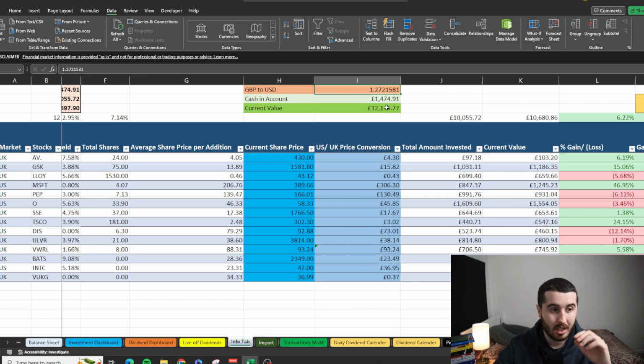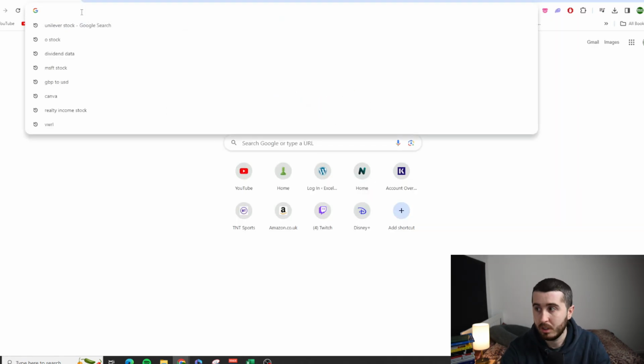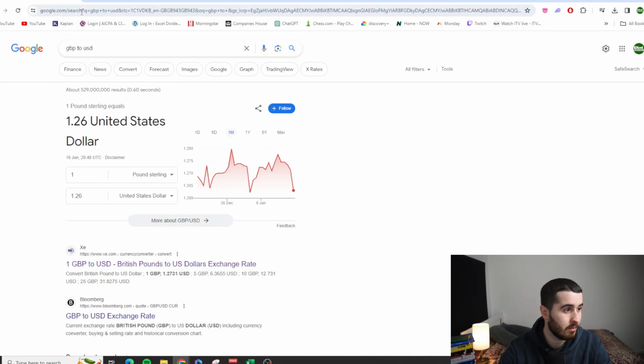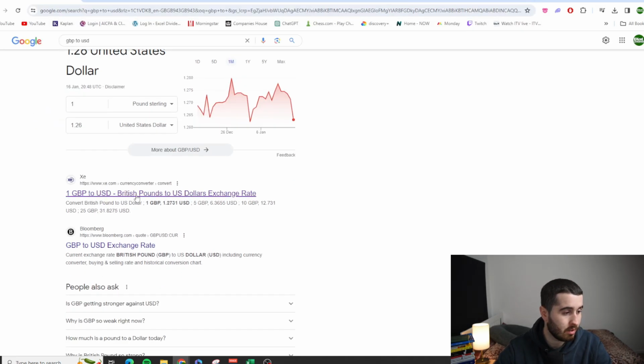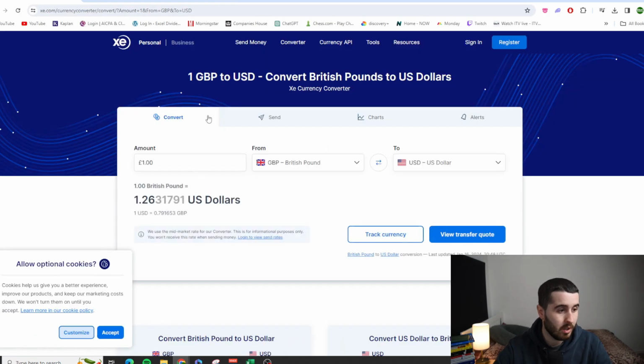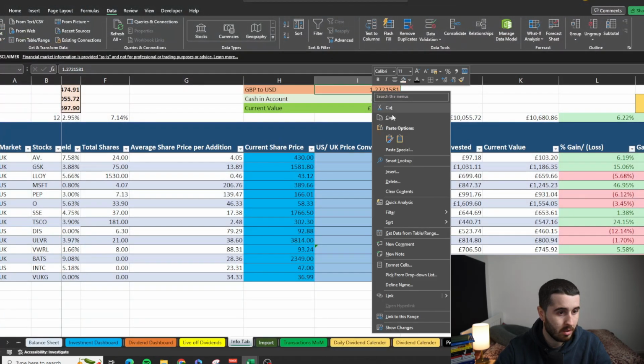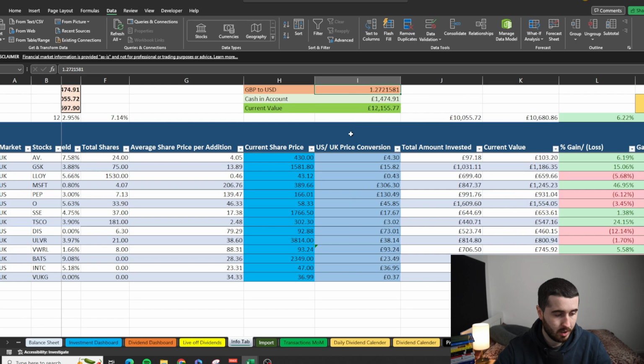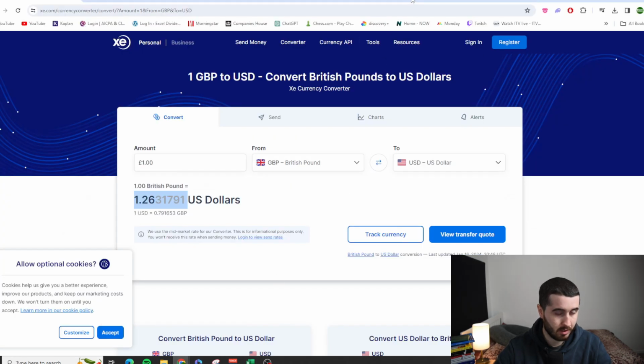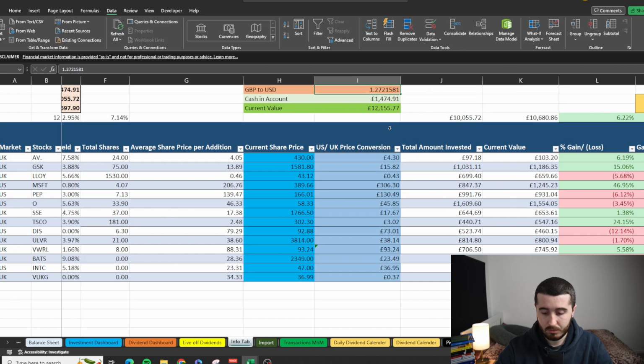So I update the GBP to USD. Actually, I'm going to do that for you now. Let's have a look. So all I do is I type in GBP to USD. Then I come down to this website here. And then all I do is I type that value in. Maybe I can copy and paste values? Let me see. Paste values. No. So all I do is I type that in. So now I'll do that. 1.2631711. And again, I update that once a month.